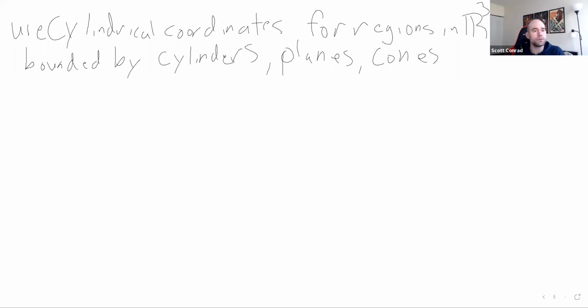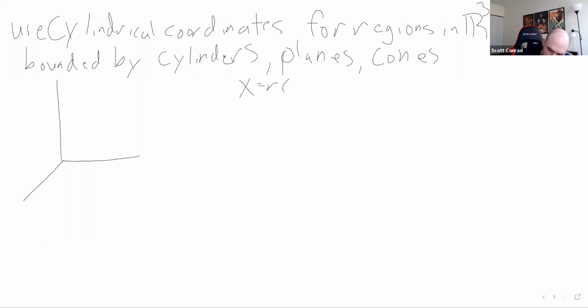So let's look at a few regions in R3, or let's look at the equations of some of these guys in R3 really quickly. So the cylinder, right. So just a reminder. So this is what you need to remember.